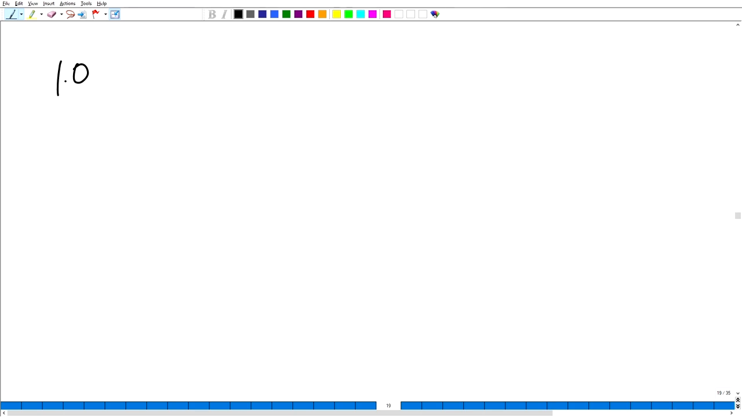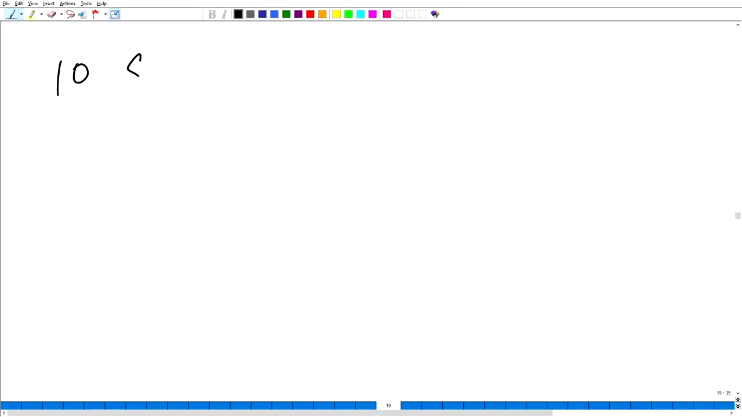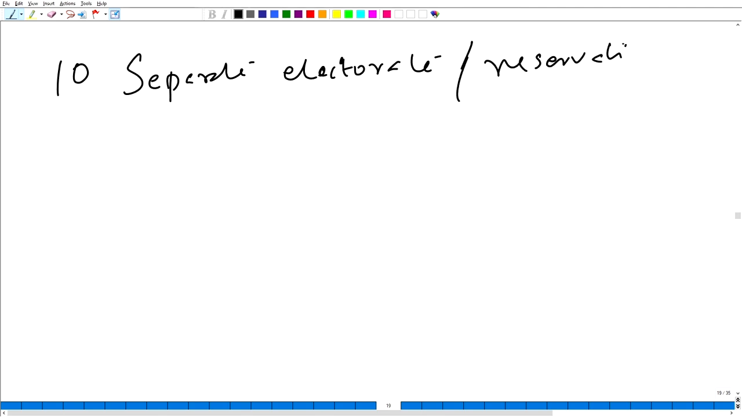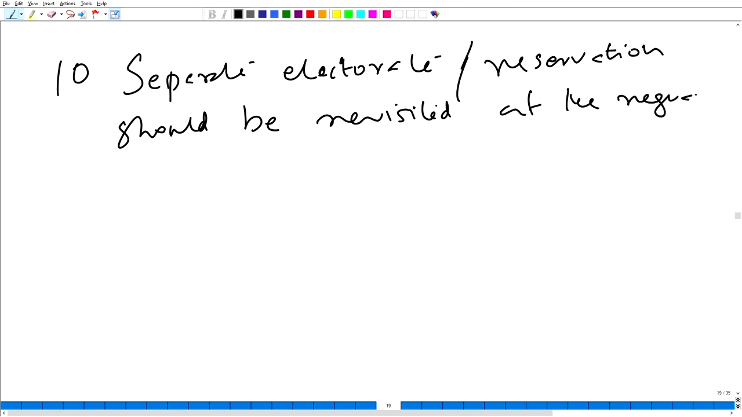Later, two recommendations were added to the Nehru report. The separate electorate or reservation should be revisited at the regular interval of ten years. This was the 10th recommendation included in the Nehru report, that at the regular interval of 10 years, the provision of reservation should be revisited.